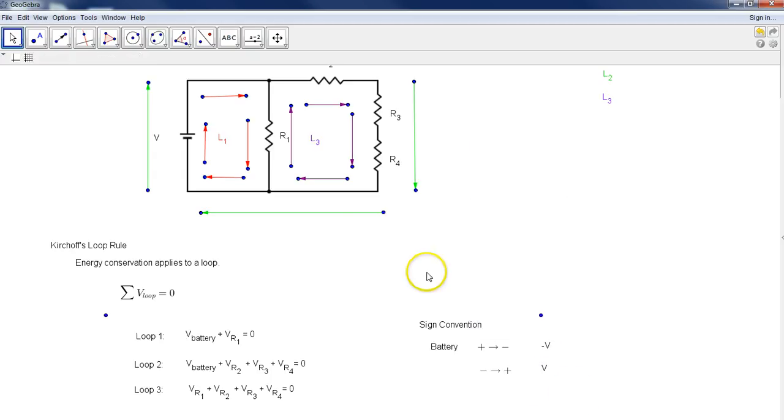Be a positive V. Now the other part that we'll be interested in is resistors then. So if we have a sign convention for the battery, we'll need a sign convention for the resistors.